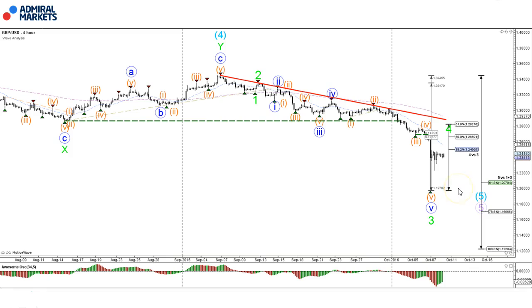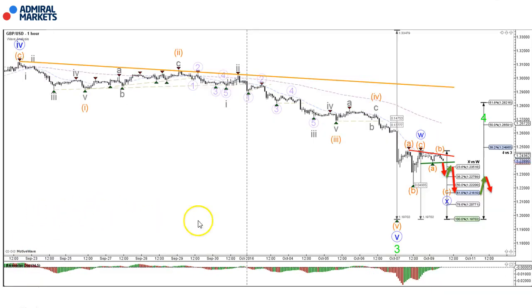I'm still waiting to see what kind of patterns it's going to build after this huge downside, this huge momentum in the wave 3. Looking at the hourly chart, by the way, this is exactly what I was showing in the wave analysis: I'm expecting a bit of a pattern here, a bit of a triangle, and I'll be waiting for that, as I said, before trading.